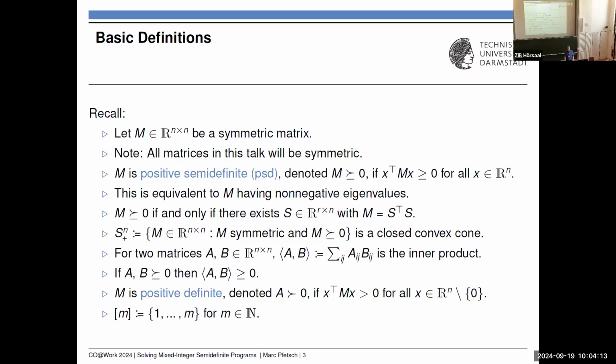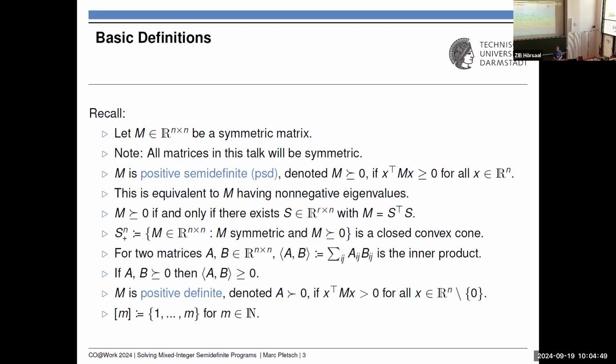And at one place, I'll also need positive definite matrices, which I denote by M ≻ 0. There, this product of x on the left and right should be positive as long as x is non-zero. So this also should be familiar. And then I use this bracket around m, where m is a natural number, to denote the set 1 up to m. Okay, so this is the warm-up. Any questions on this so far?